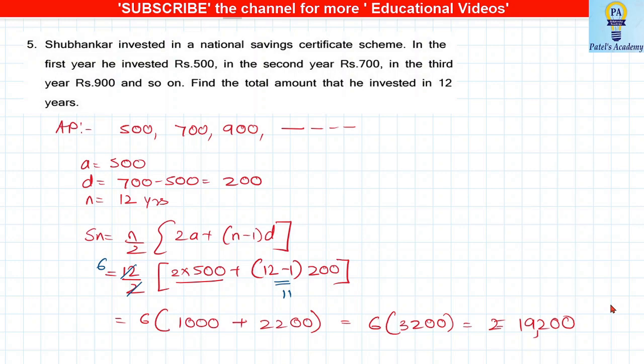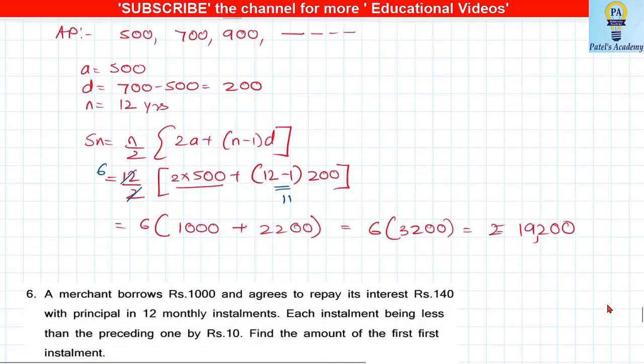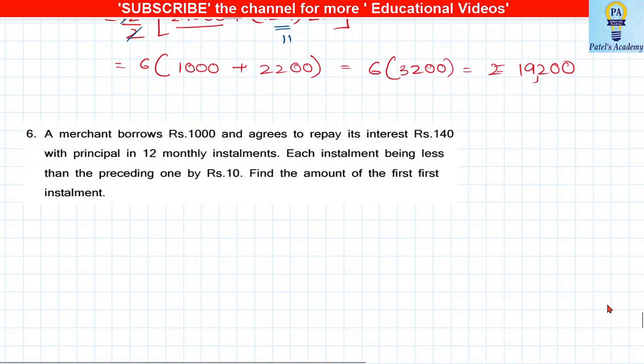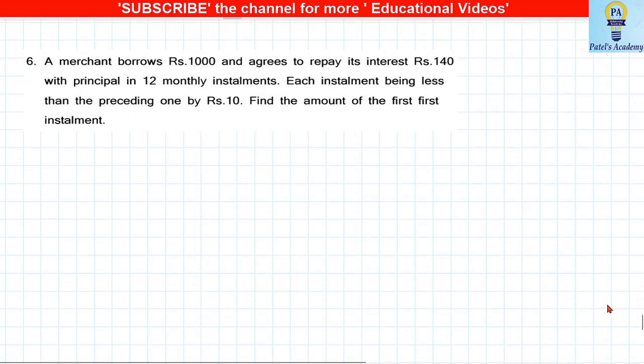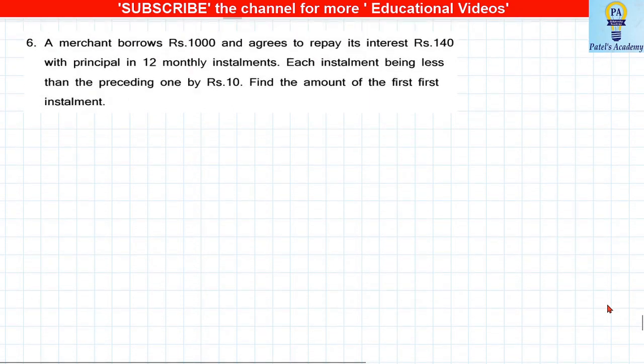Okay, 19,200. So 19,200 is the total saving after 12 years. Okay, now let's see the next one. Now students, the sixth sum is very, very important.